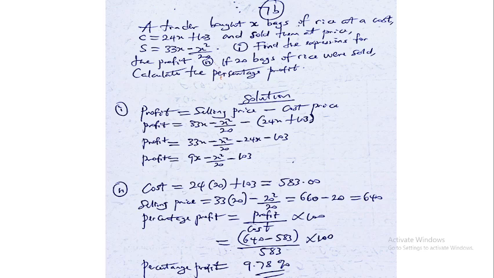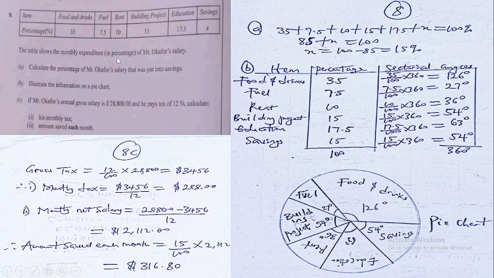Now let's move to question number 8. Question number 8 is on statistics, and that's what we want to solve right now. We have on this table the items: food and drinks, fuel, rent, building project, education, savings, and a percentage. 35 on food and drinks, 7.5 on fuel, 10 on rent, 15% on building projects, 17.5 on education, and x on savings. So we don't know the percentage of the salary spent on savings.